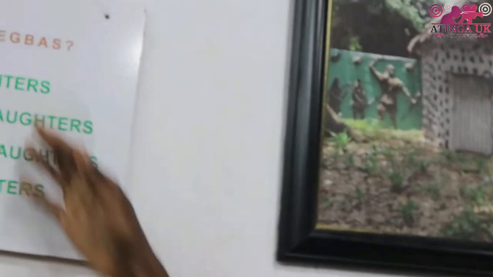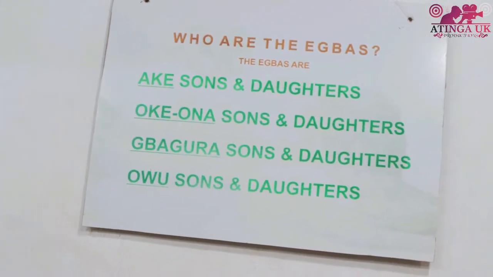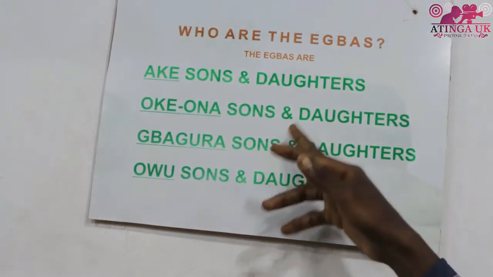Over here we have the Egba sons and daughters. Anyone from Egba will be listed in one of these four areas. Ake sons and daughters, we have two popular people from there: Fela's family and also Professor Wole Soyinka's family. Oke-Ona sons and daughters, we have Tejuosho's family. Gbagura sons and daughters, we have Chief Kuti Abeokuta's family.